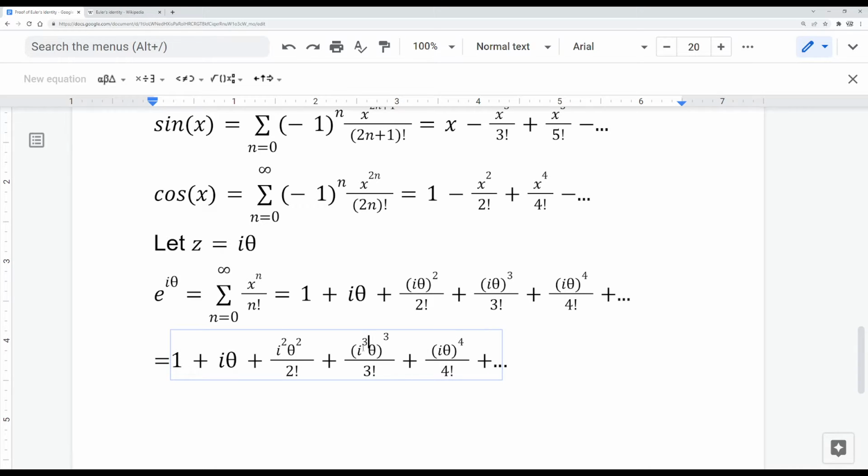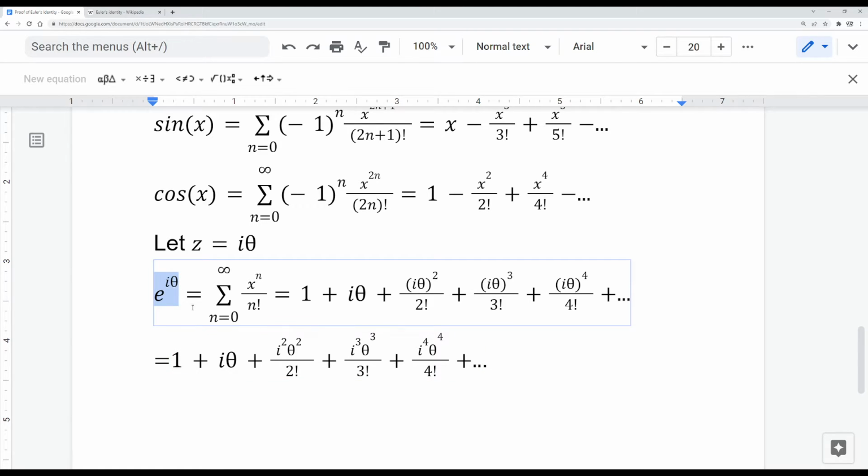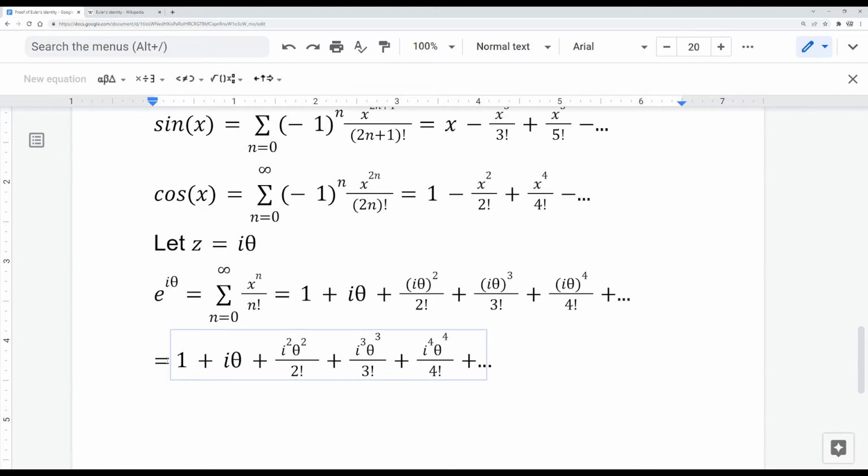Then you get i cubed theta cubed. There we go. i to the fourth, theta to the fourth. So again, exponent rules, nothing fancy here. So this is still e to the i theta. Nothing changed, and there's nothing against the rules here. We're continuing on. Alright, next, let us see what we can do here.